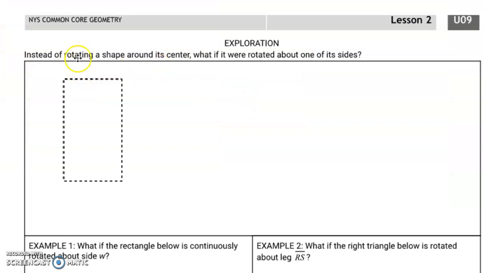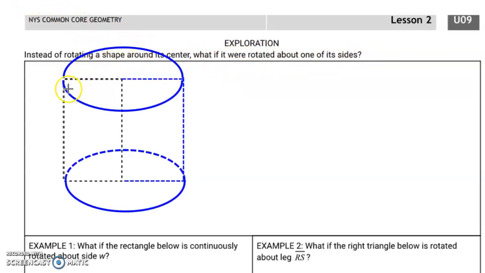So moving back to the question here, instead of rotating a shape around its center, what if it were rotated around one of its sides? It would form a cylinder, and it looks like this. All right, you can see if I took this rectangle and spun it around this side here, this right-hand side, it would spin around in a circle like this, and it is creating that cylinder shape.